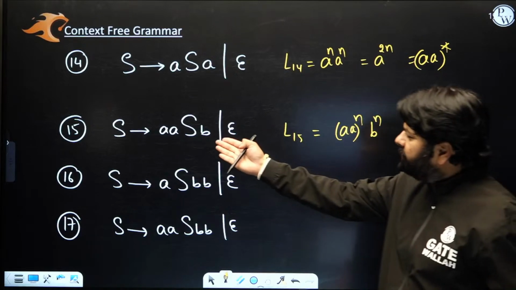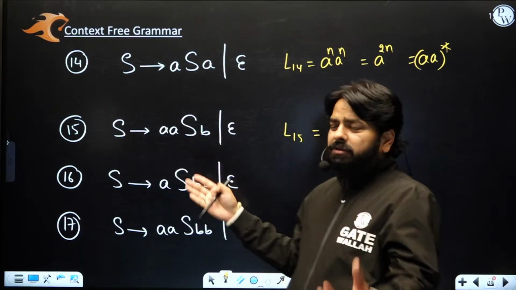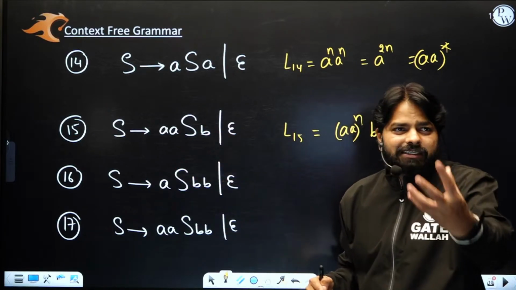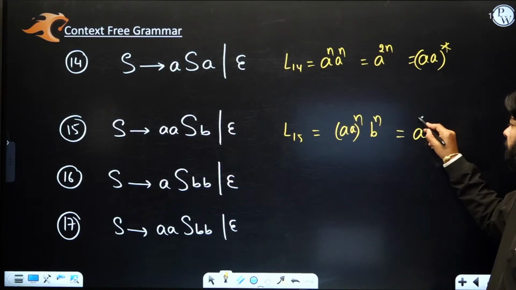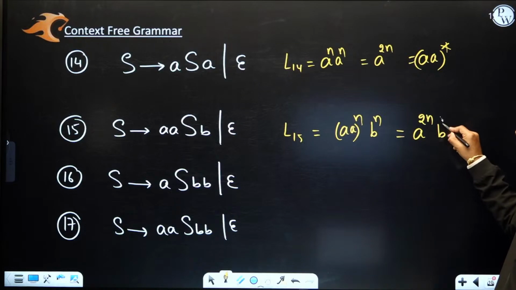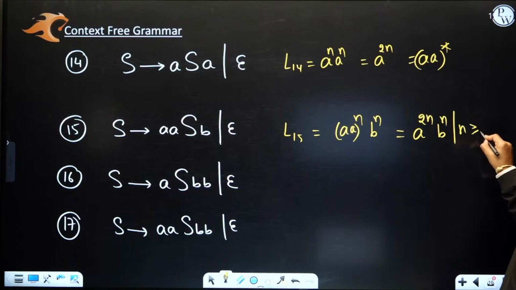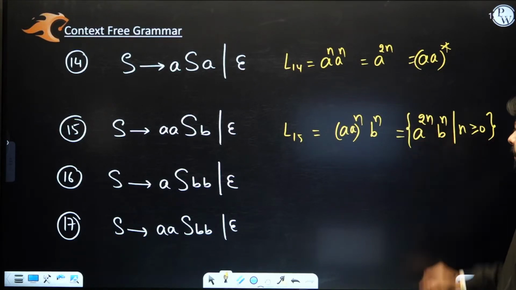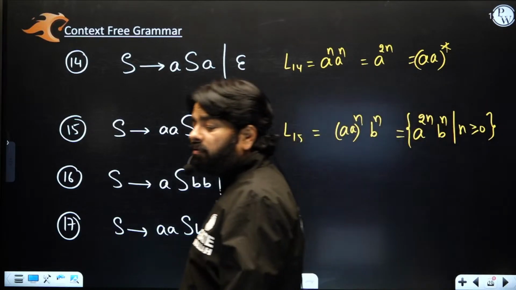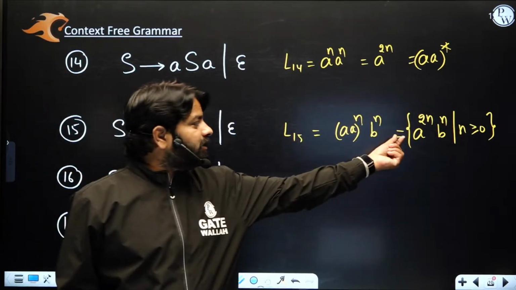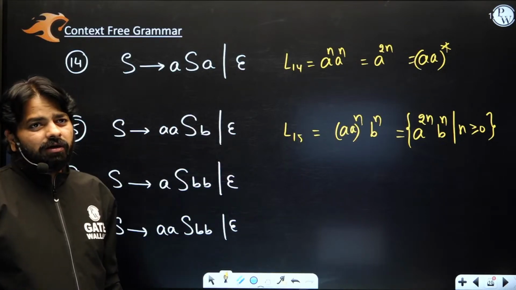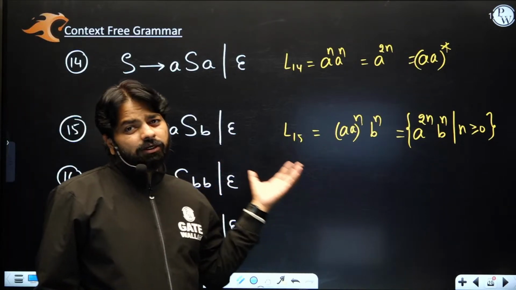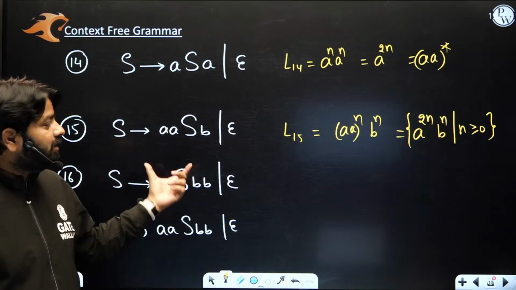If there is a single a, then a comes n times. If aa is there, aa comes exactly the same number of times as b's. Now this can be written as a power 2n, b power n such that n is greater than or equal to 0, as a set form. A power 2n: if there are 100 b's then definitely 200 a's, because every b requires 2 a's. If there are 100 b's then 200 a's will definitely be there in the string.